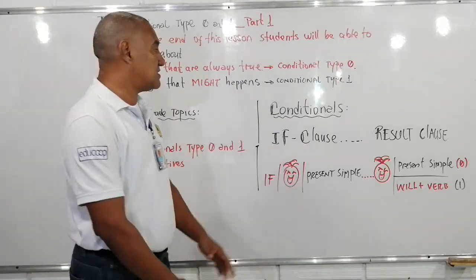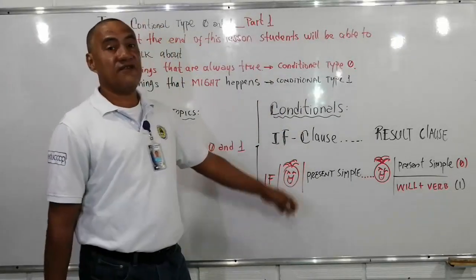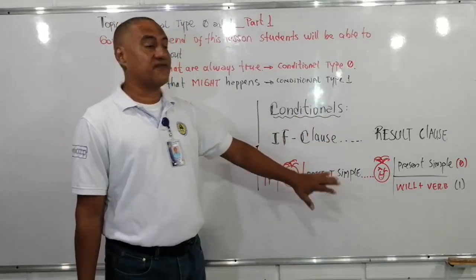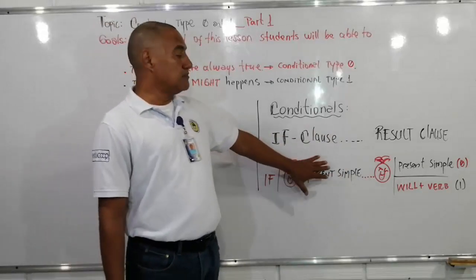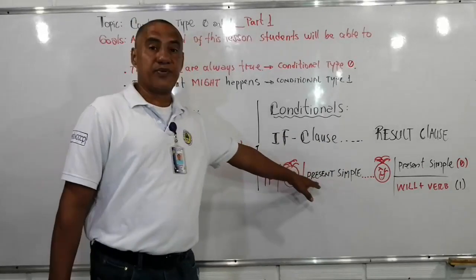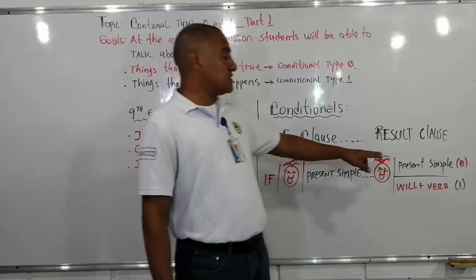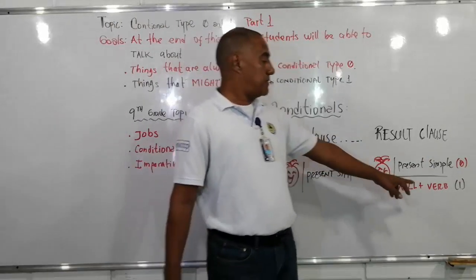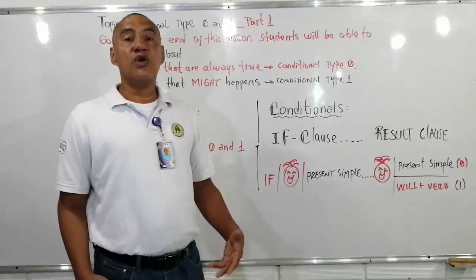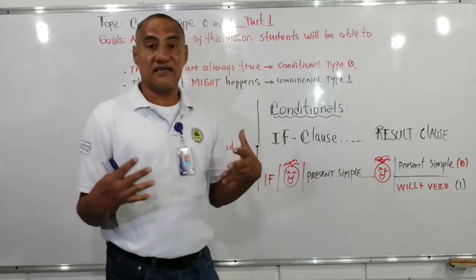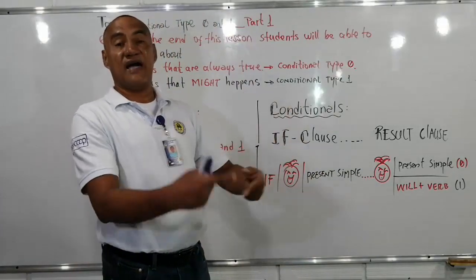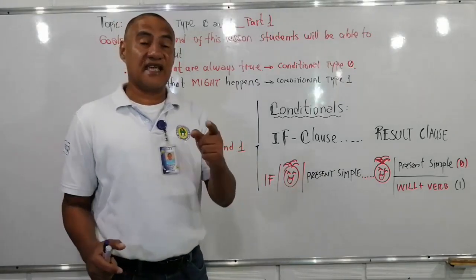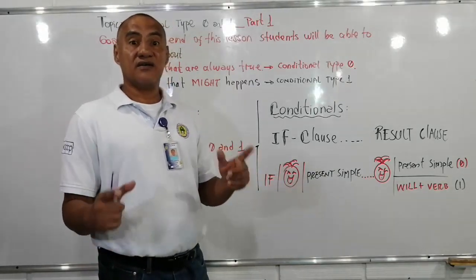Then remember that all the conditionals have two parts. They have an if clause and a result clause. And here we got the design for both of them. If the subject, in both of them we use present simple in the if clause. And the result for conditional type 0 is present simple too. But for type 1 we have to use will. Remember that will here doesn't indicate future, but something that might happen in the present or future. Okay, my dear student, stay tuned. I will give you the details of this grammar part.